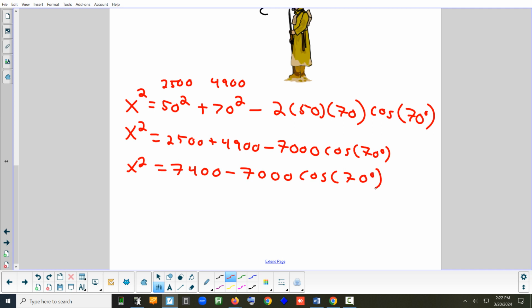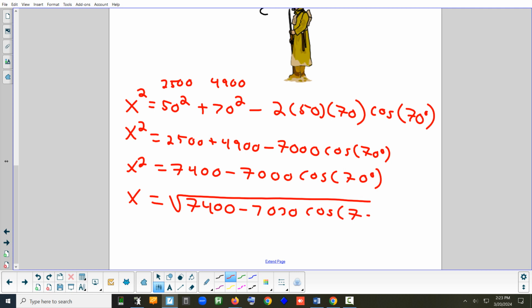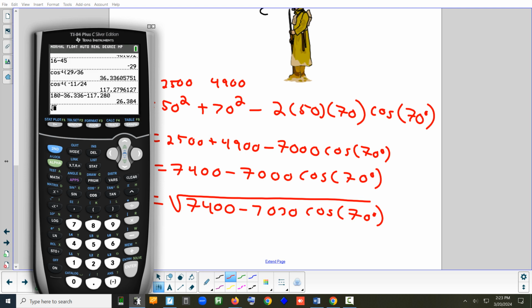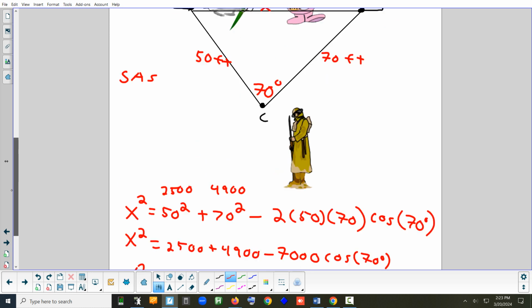So at this point, I would just figure out how to get x by itself. Take the square root. So x is exactly the square root of 7,400 minus 7,000 cosine 70. Oh boy. And that's exact. We haven't done any rounding. Now we'll round it. What do people get when they type that in? 70.752. Yep. That's the distance between points A and B.